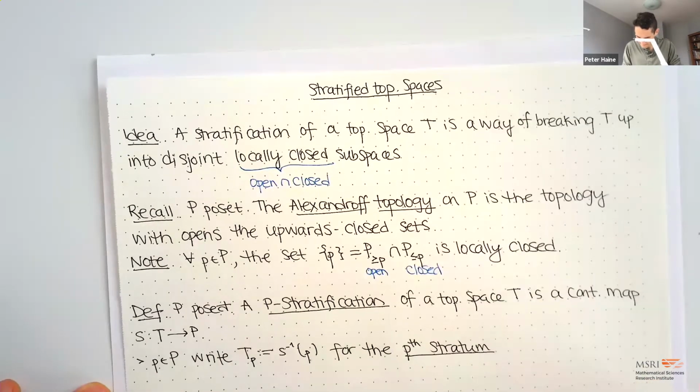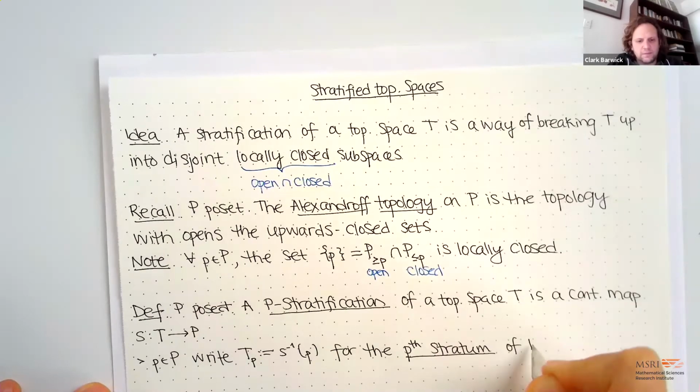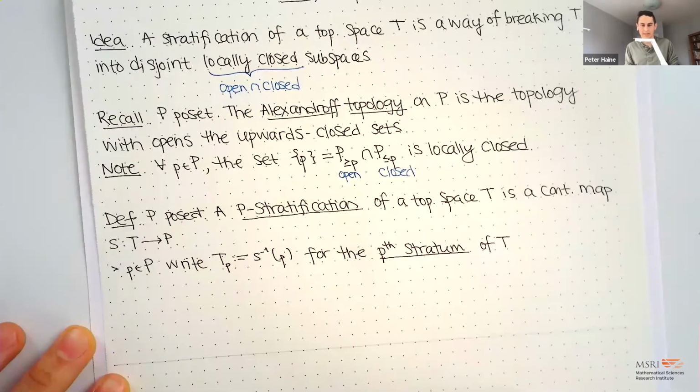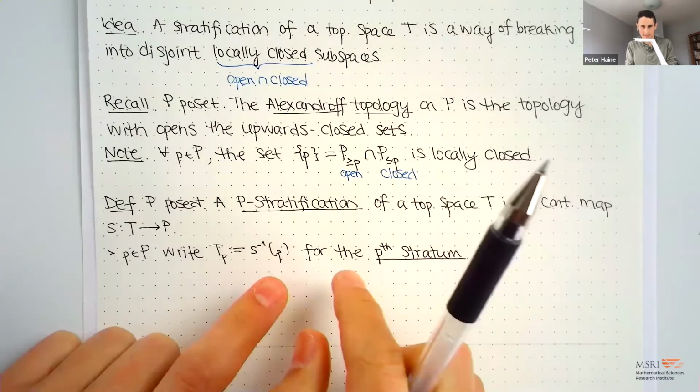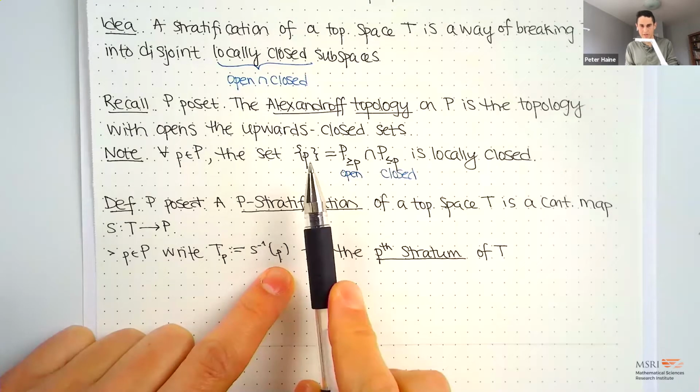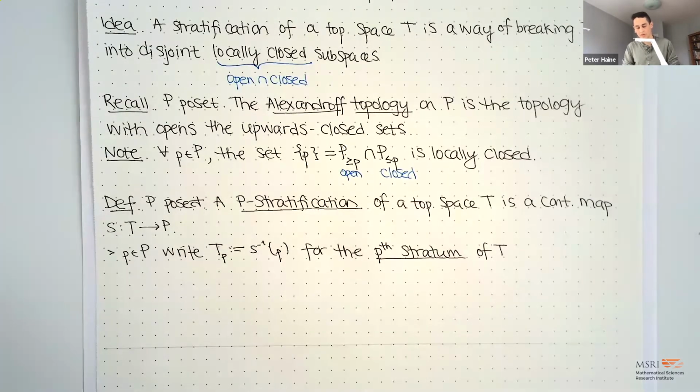Of T. Can you scoot up the paper just slightly? Oh, yeah. So this is called the pth stratum of T. And notice that by this here, this pth stratum is locally closed. So if you have a map down to a poset in this Alexandrov topology, that breaks up your topological space into a collection of disjoint locally closed subspaces. I mean, satisfying some more stuff, but this is the right notion of stratification.